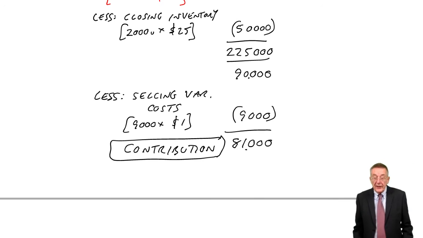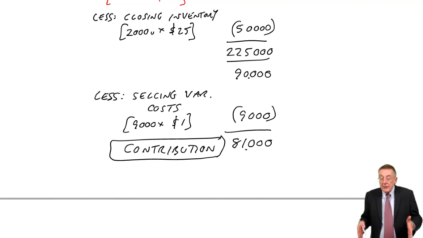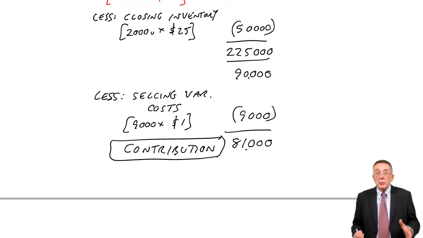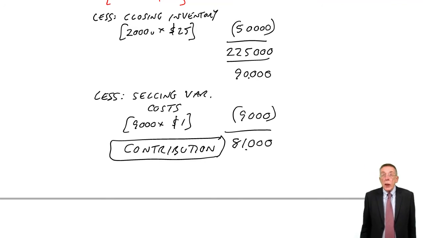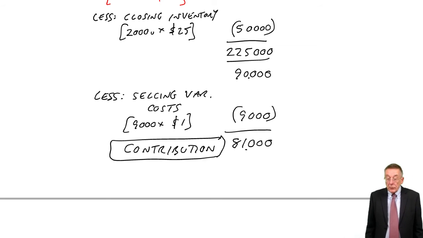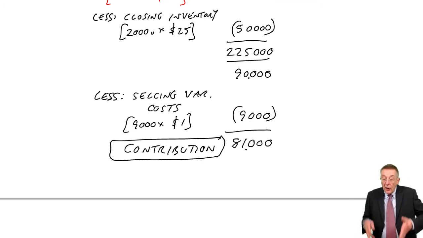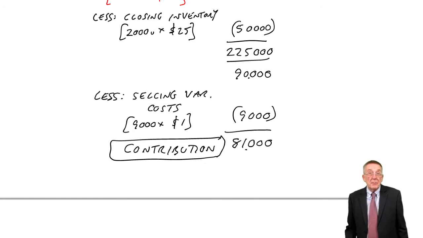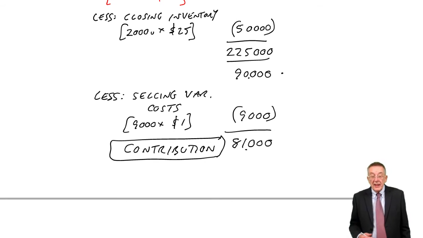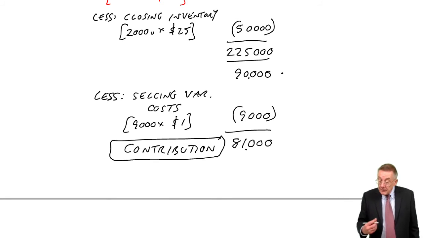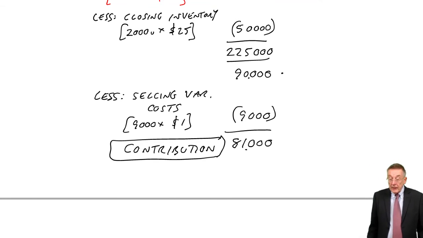Now, although I've not finished it yet, please let me repeat, you won't be asked to do a full profit statement. And secondly, it's very rare in exam questions for there to be any other variable costs. So normally that 9,000 wouldn't be there, and the contribution would simply be 90. But it is important to be clear, contribution is after all variable costs.